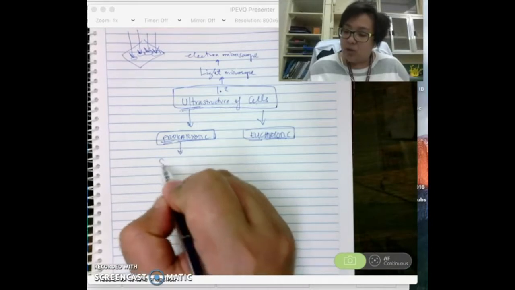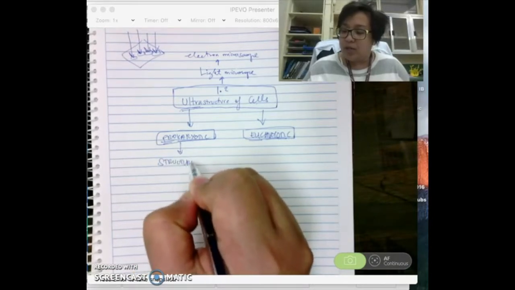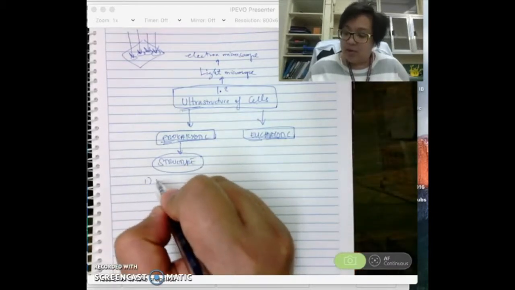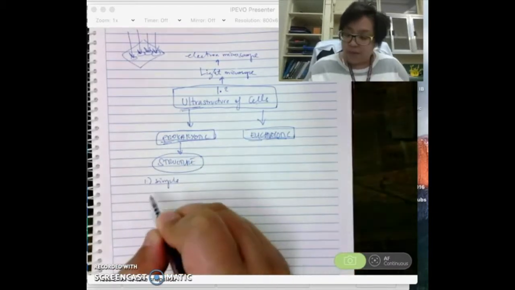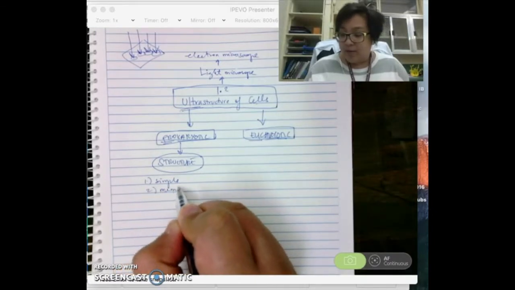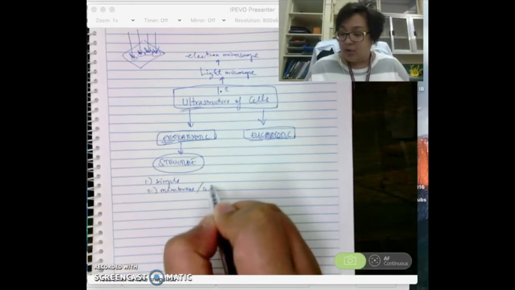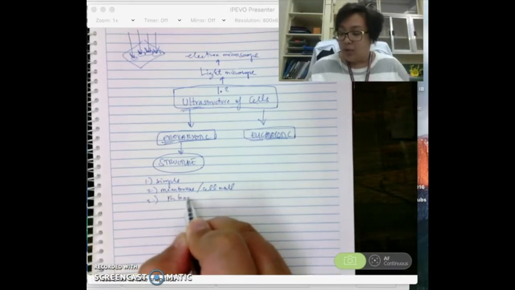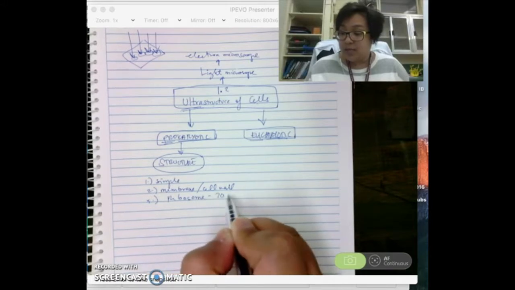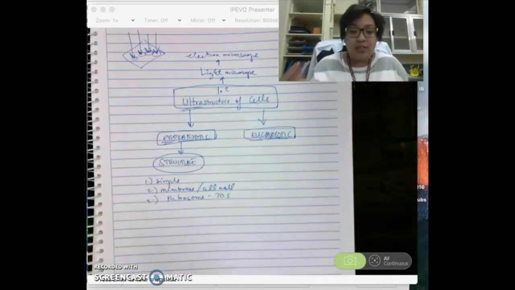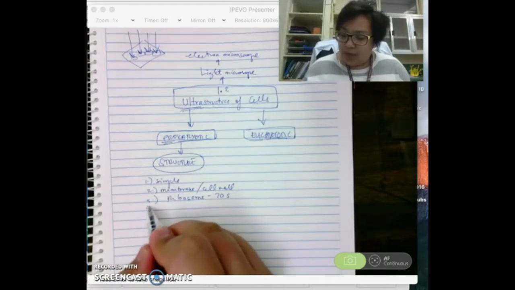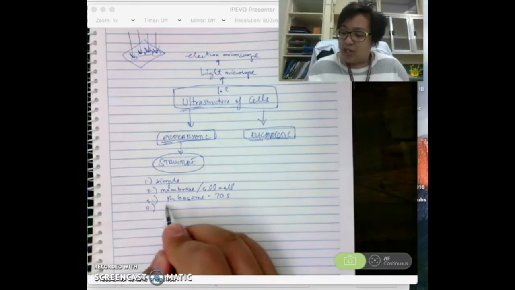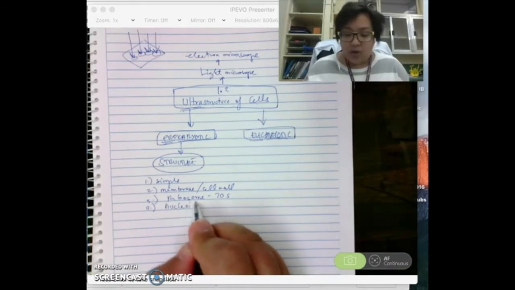So how do we describe the structure of a prokaryotic cell? Number one, they're simple in structure. They do have a membrane. In fact, some prokaryotes also contain a cell wall. They also have ribosomes. However, they're smaller, about 70 Svedberg units. They do not have a nucleus, but they have genetic material arranged in an area called the nucleoid.